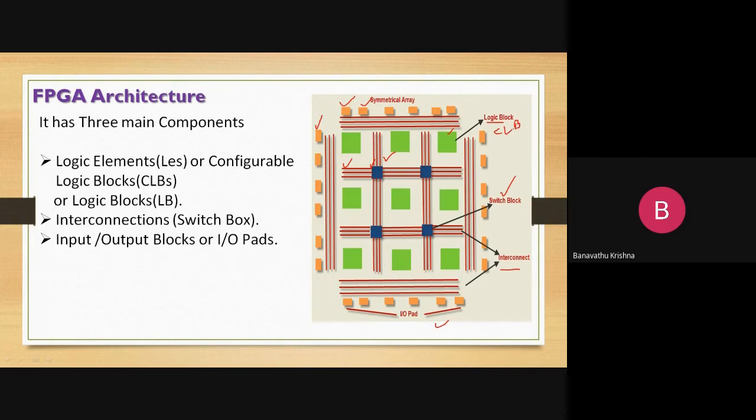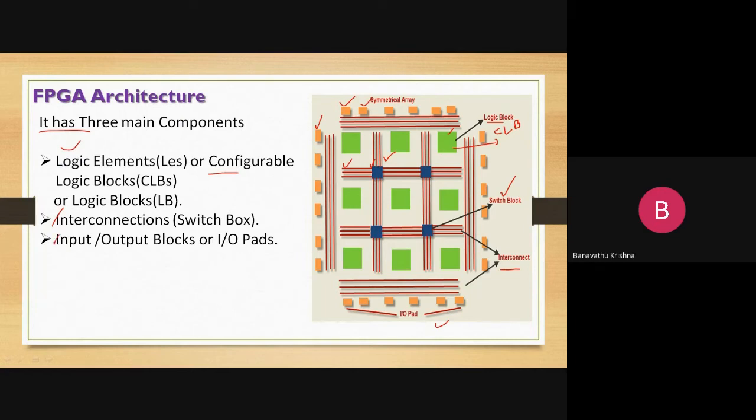Okay, configurable logic blocks. So let us see, it has three major components. One is logic elements or configurable logic blocks. These are the CLBs, also called logic blocks or logic elements, right? The second one is interconnections. Here we make the interconnection, horizontally and vertically, between those CLBs by using switch boxes, right? I already told you in the previous class how we make the interconnection by using switch boxes.